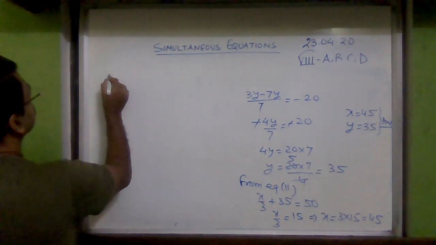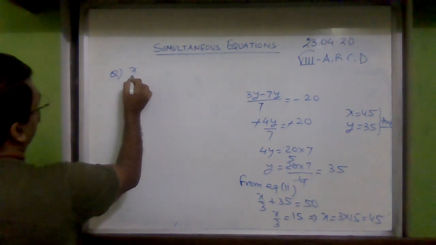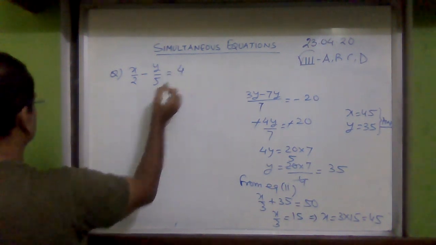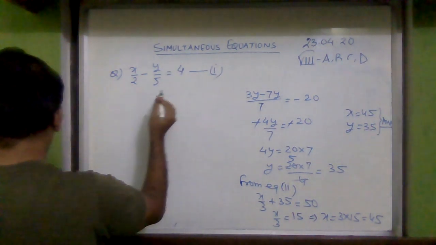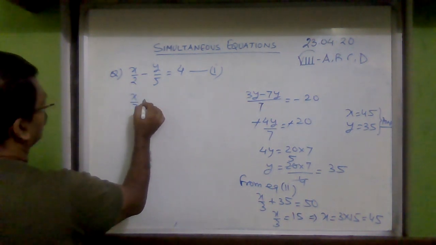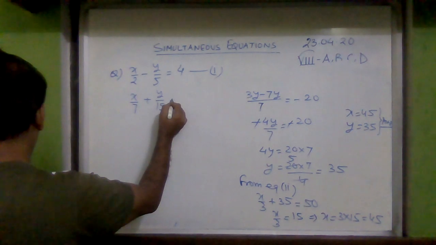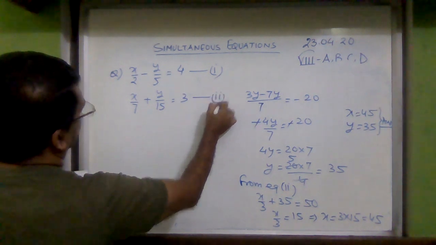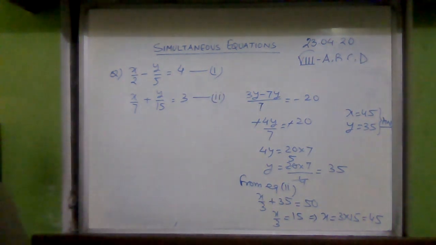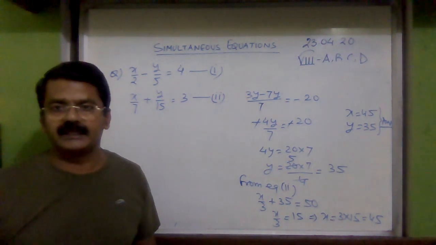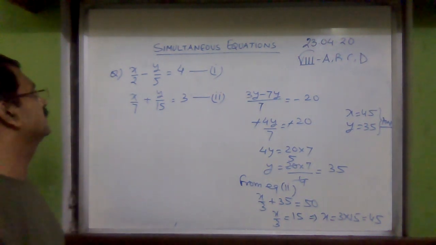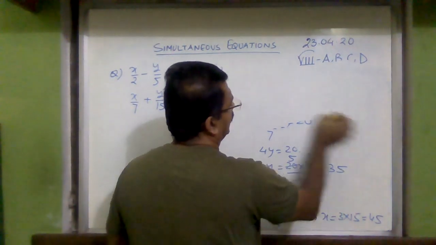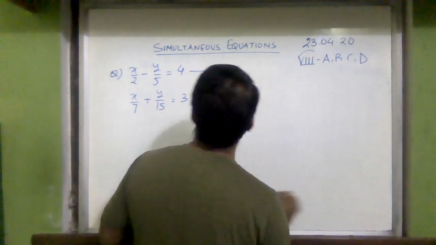Next question is x upon 2 minus y by 5 is equal to 4. This is equation number 1. And x by 7 plus y by 15 is equal to 3. This is equation number 2. Now almost the same question. Again you can see the coefficients of x and y are in fractions. So we will solve these two equations and we will get the value of x and y. But this time I will tell you this question by substitution method.